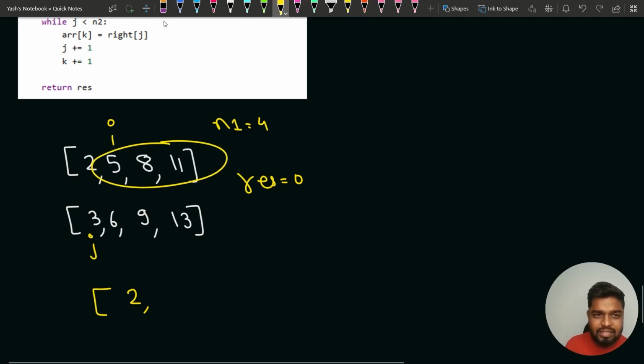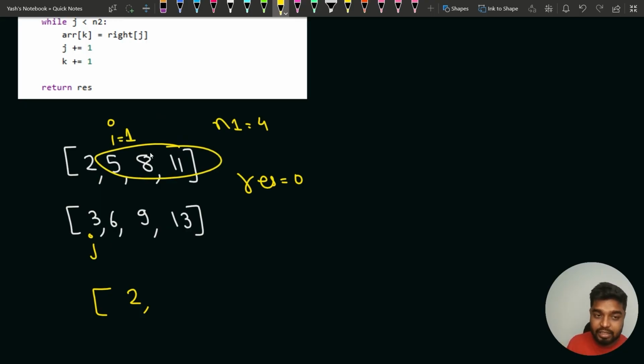How? If n1 is equal to 4, and the I index is standing at 1, so how many elements are there? Total 3 elements are there that are greater than 3. So the 5 comma 3 pair is there, the 8 comma 3 pair is there, and then the 11 comma 3 pair is there. Correct, so 3 elements are there. How can I count this?